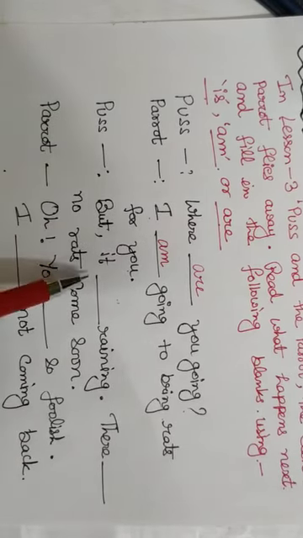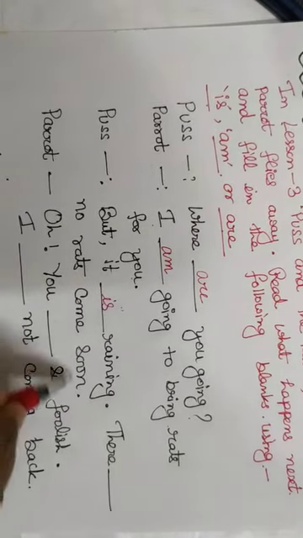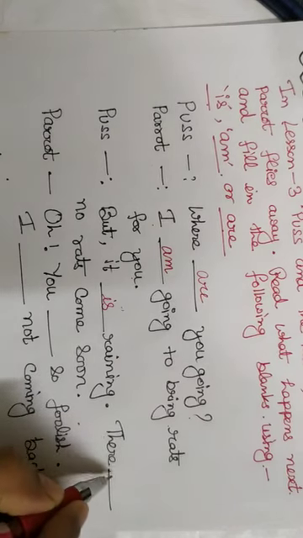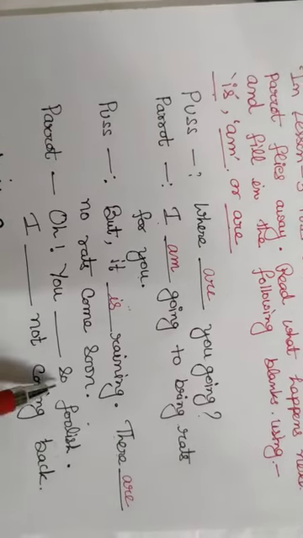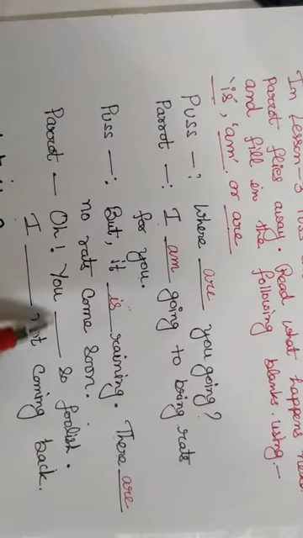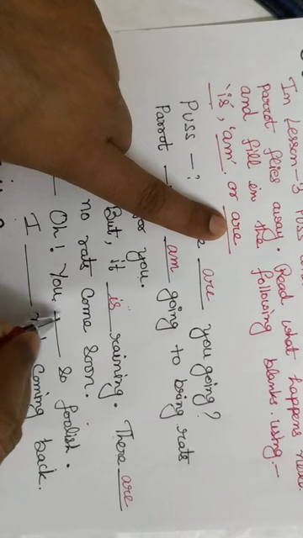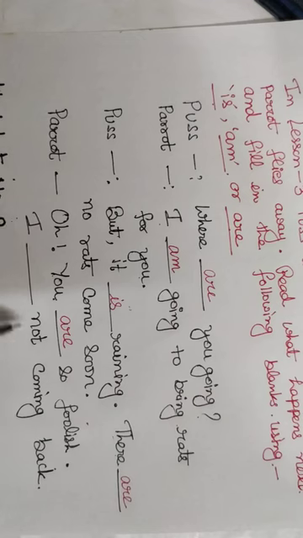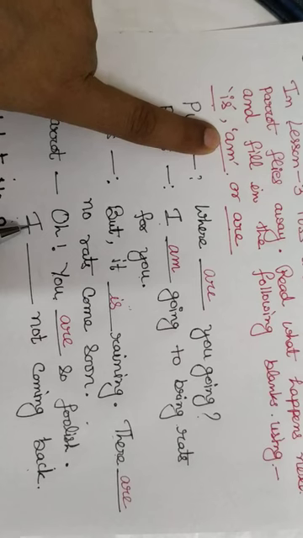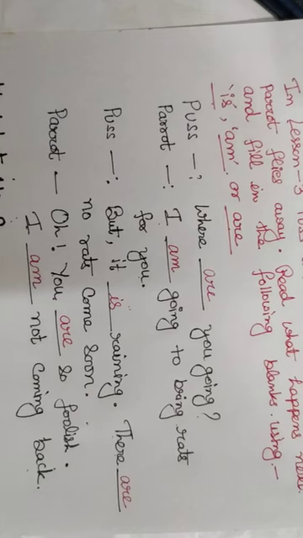Puss: But it is raining. There no rats come soon. There are. With there we use are. There are no rats come soon. Parrot: Oh, you so foolish. Oh, you. With you we use neither is nor am. With you we always use are. Oh, you are so foolish. I not coming back. In the same way, I के साथ भी am ही use होता है. Neither is nor are. I am. Clear, children?